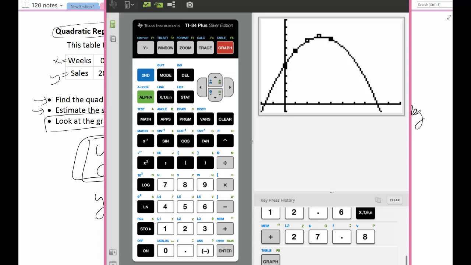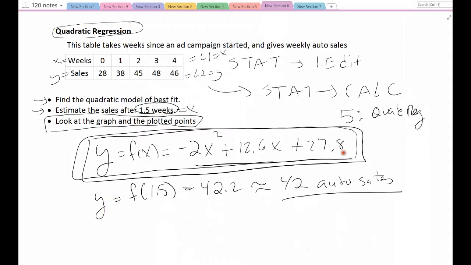And there's the quadratic again. So again, it's a pretty good match. All right, the second example.